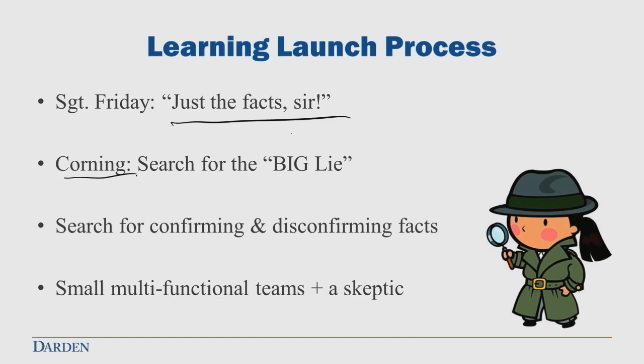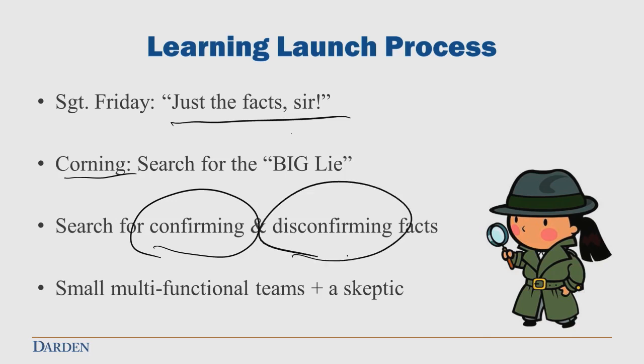Corning Glass, a very innovative company, calls this the search for the big lie. What's out there that could surprise us? We want to find that disconfirming fact. Confirming facts give you some confidence that the idea is worth continuing with. Disconfirming facts say the idea is not that good.